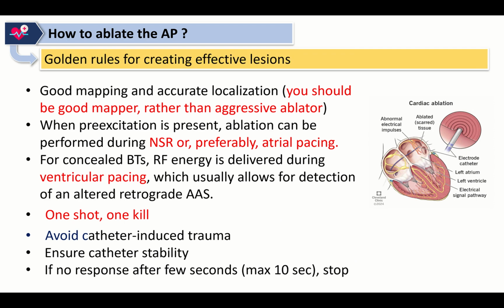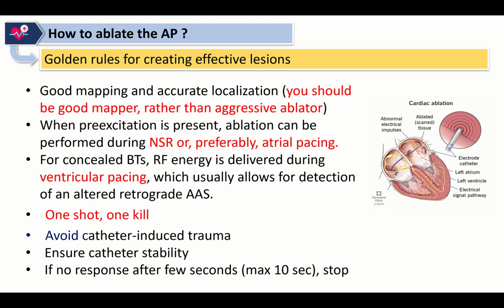Now let's start ablation, and you have to know amazing, highly recommended golden rules for creating effective lesions to eliminate accessory pathway 100%. Number 1, good mapping, accurate localization. You should be a good mapper rather than an aggressive ablator. Don't ablate everywhere. Take your time, map more and more, localize the accessory pathway.